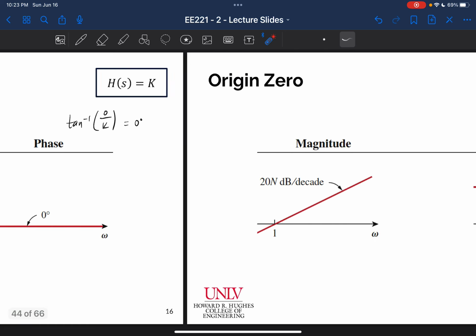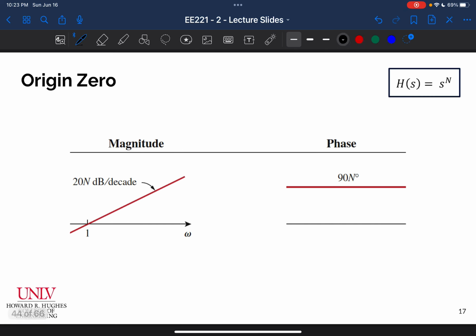The same goes for the next one, which is the origin zero. They're drawing it as s to the n because they're kind of generalizing it. I could have an s squared, which is the same thing as having s times s, and the effect basically doubles because, of course, I'd have s times s, and when I take the log of s times s, I can say that that's equal to the log of s plus the log of s. So the effects basically double.